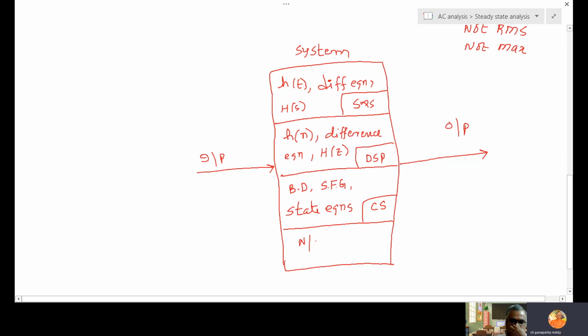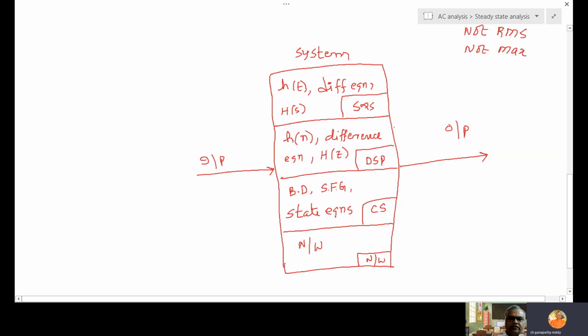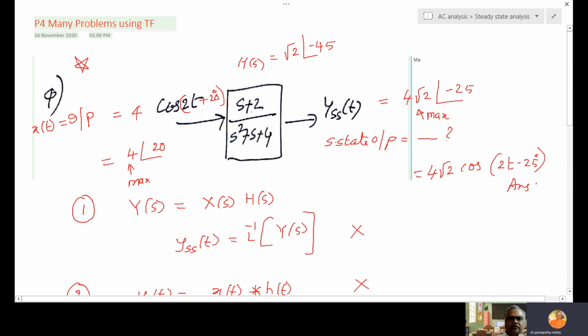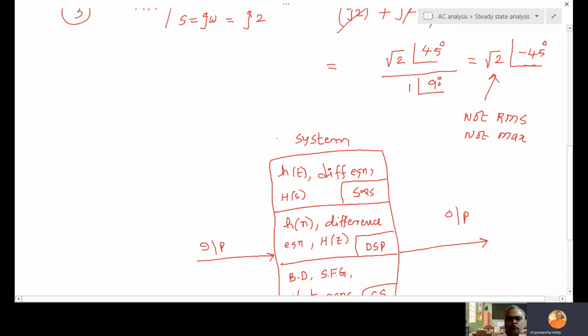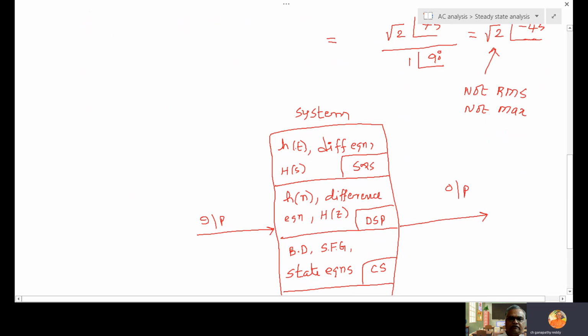Or it can be a network. If it is a network, obviously you study in network subject. So system can be described in any one of the forms. What is the problem we solved? If it is h of s, I explained how to solve. Now, if h of t is given, convert into h of s. Difference equation given, convert into h of s. So all other given models convert into h of s. Follow that method, find out the output.